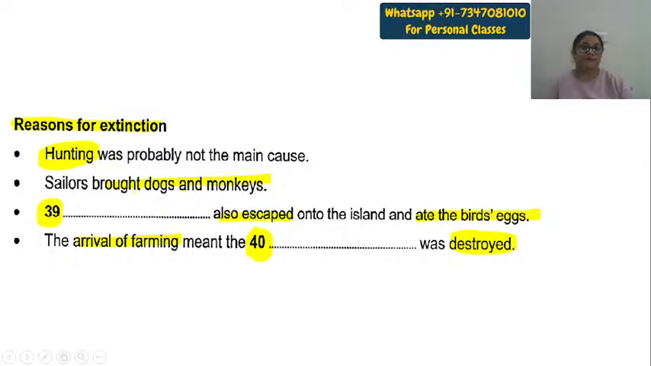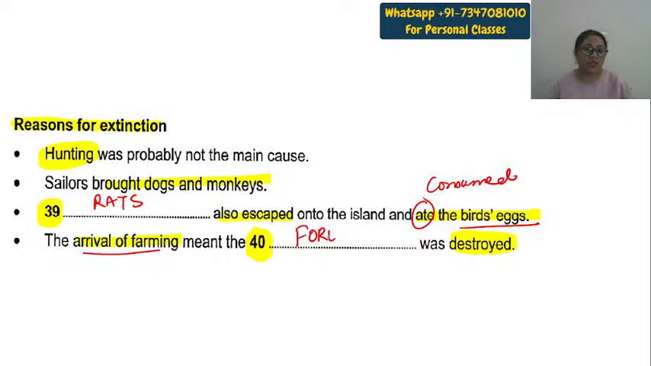Okay, I'm going to write down the answers. For that we have rats. R-A-T-S, rats. Rats escaped onto the island and ate the birds. Ate की जगह उन्होंने word use करा था consumed. The arrival of farming meant the forest was destroyed. So that was the major extinction for dodo birds.